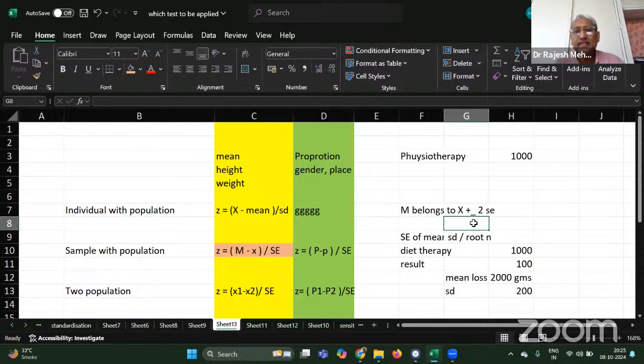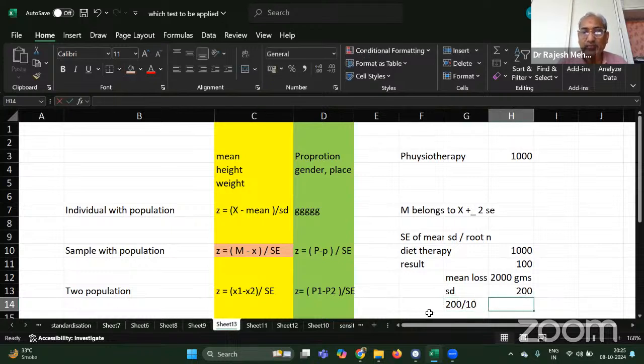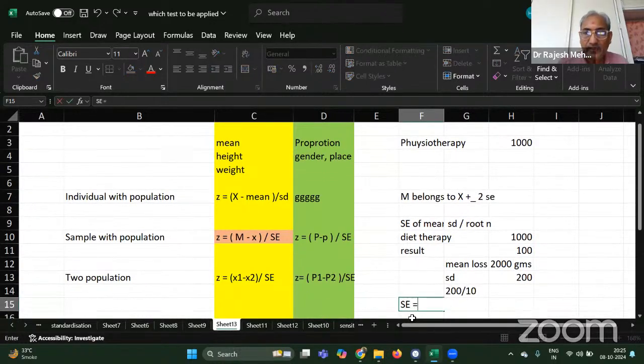Now in this case, try to find out the standard error. Standard error of mean is equal to SD upon root n. SD is 200 and n is 100. So root of the 100, which is the sample size, will be 10. So 200 divided by 10 will be 20. The result will be 20. So you can say that the standard error of mean is equal to 20.